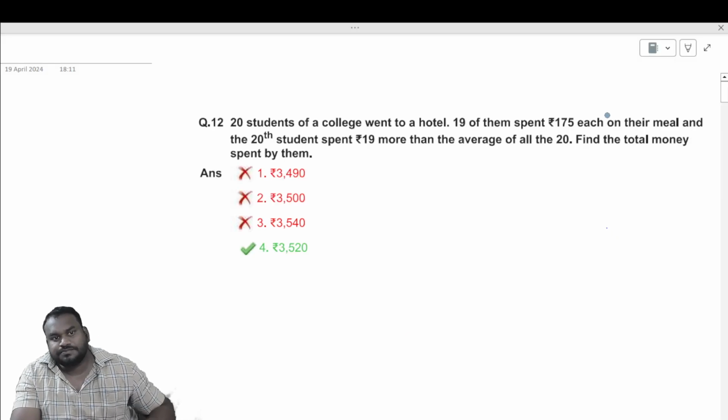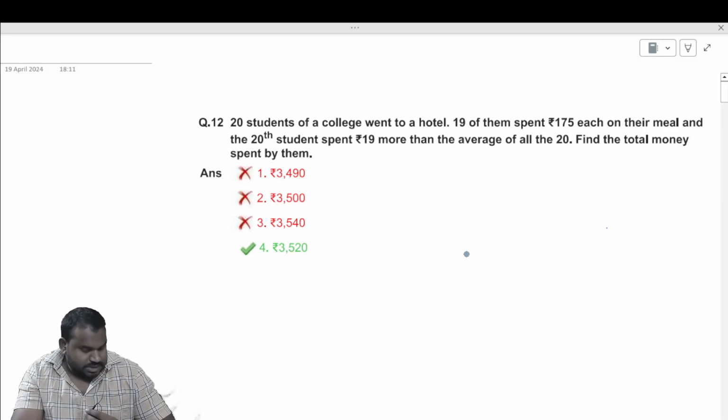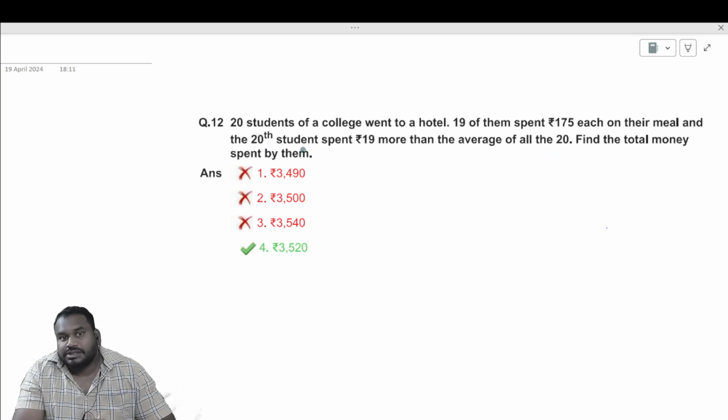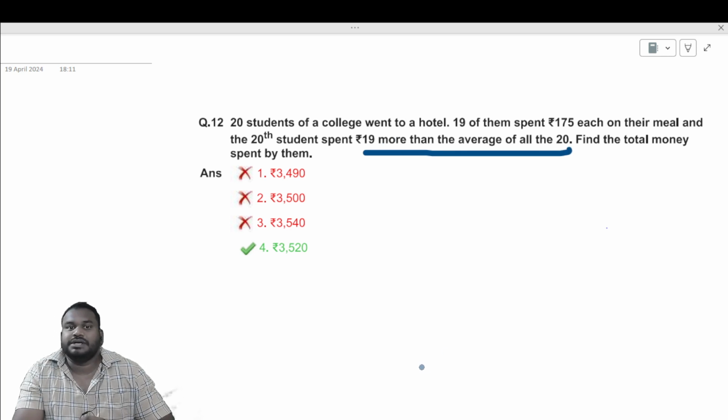Next question. 20 students of a college went to a hotel. 19 of them spent 175 each on their meal, and the 20th student spent 19 more than the average of all the 20.